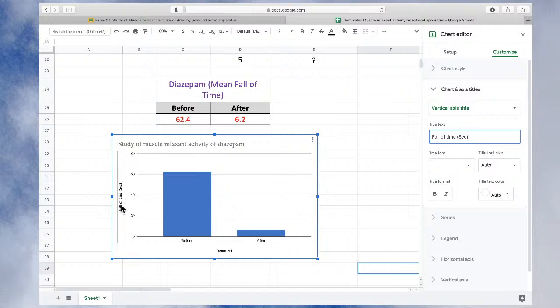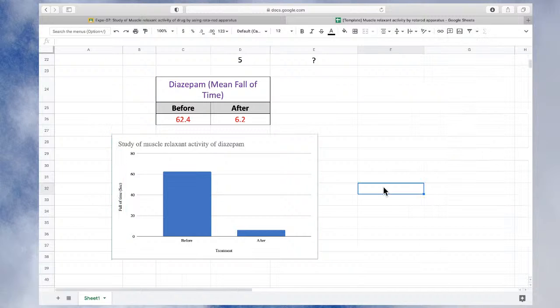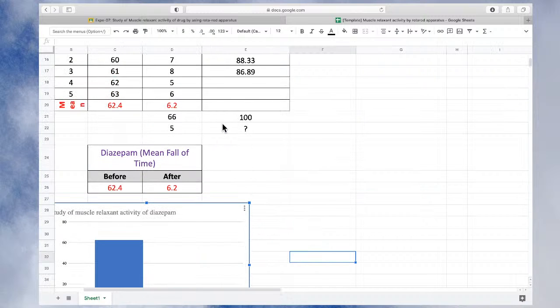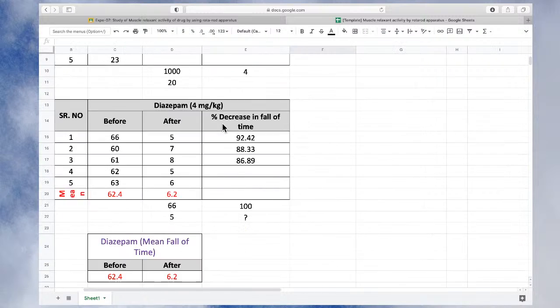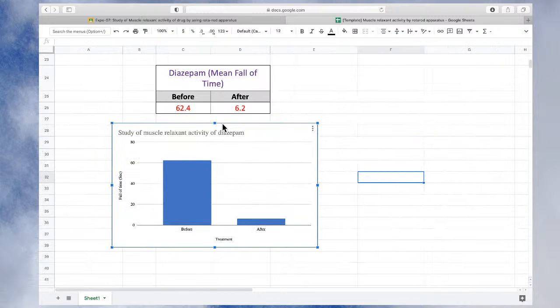You can make some additions: you can change the color, and the font style if you want, by using all these settings. Once it is done, you can copy and paste this graph and this observation table in your e-journal, and submit it back for correction. Okay, so this is all about today's experiment.